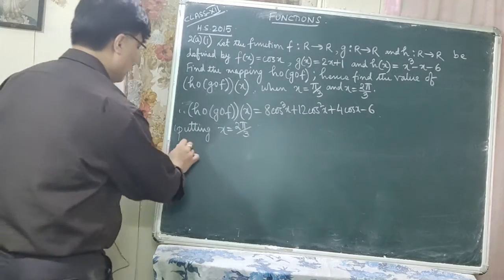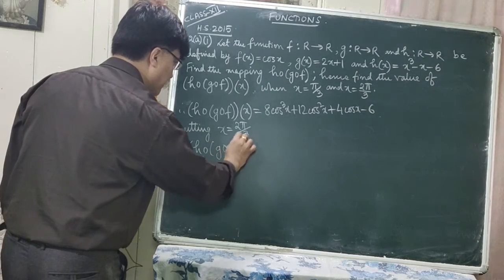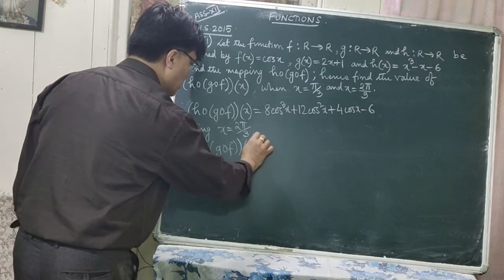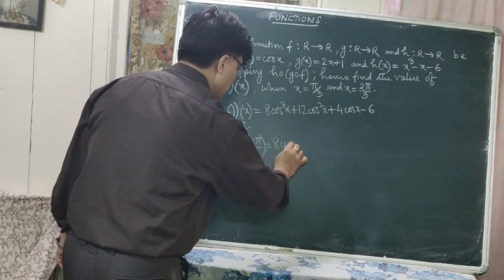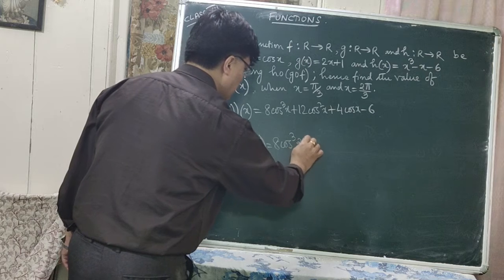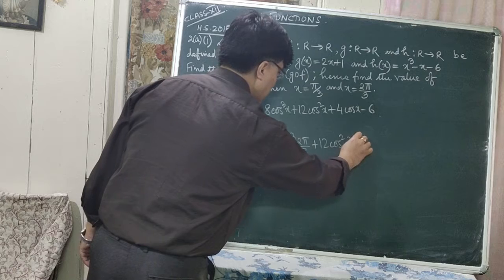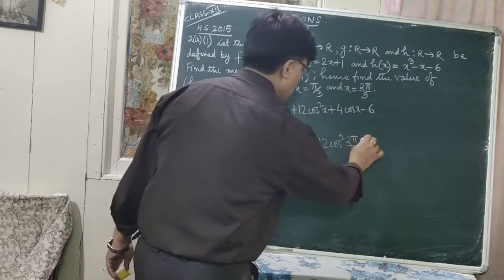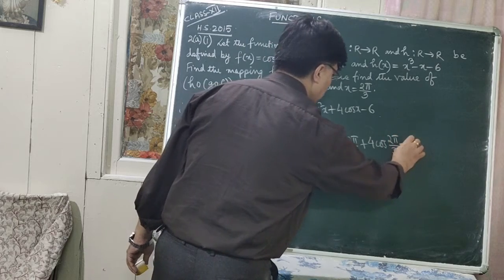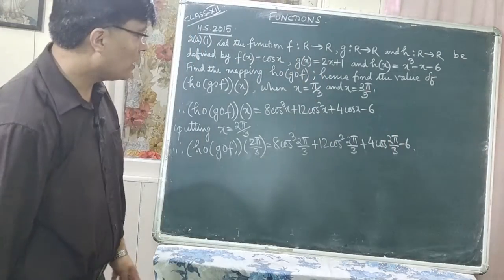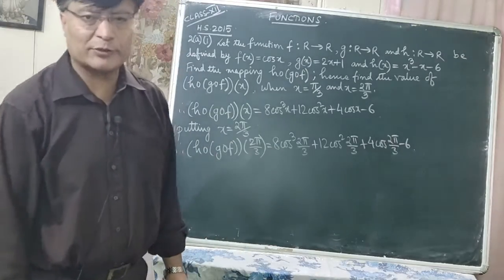Okay, so therefore this is HO within bracket GOF of 2 pi by 3 is equal to 8 cos cube 2 pi by 3 plus 12 cos square 2 pi by 3 plus 4 cos 2 pi by 3 minus 6. So I think you know how to get the value for cos 2 pi by 3.